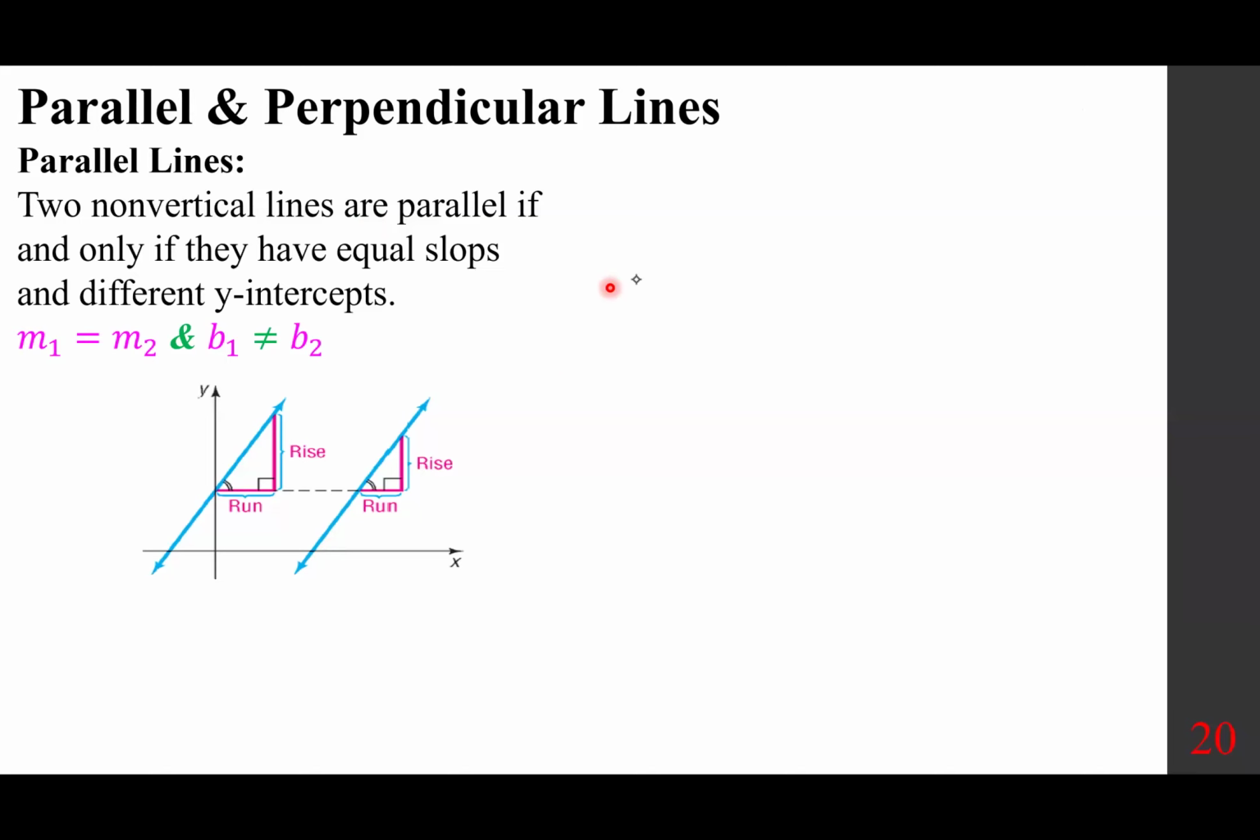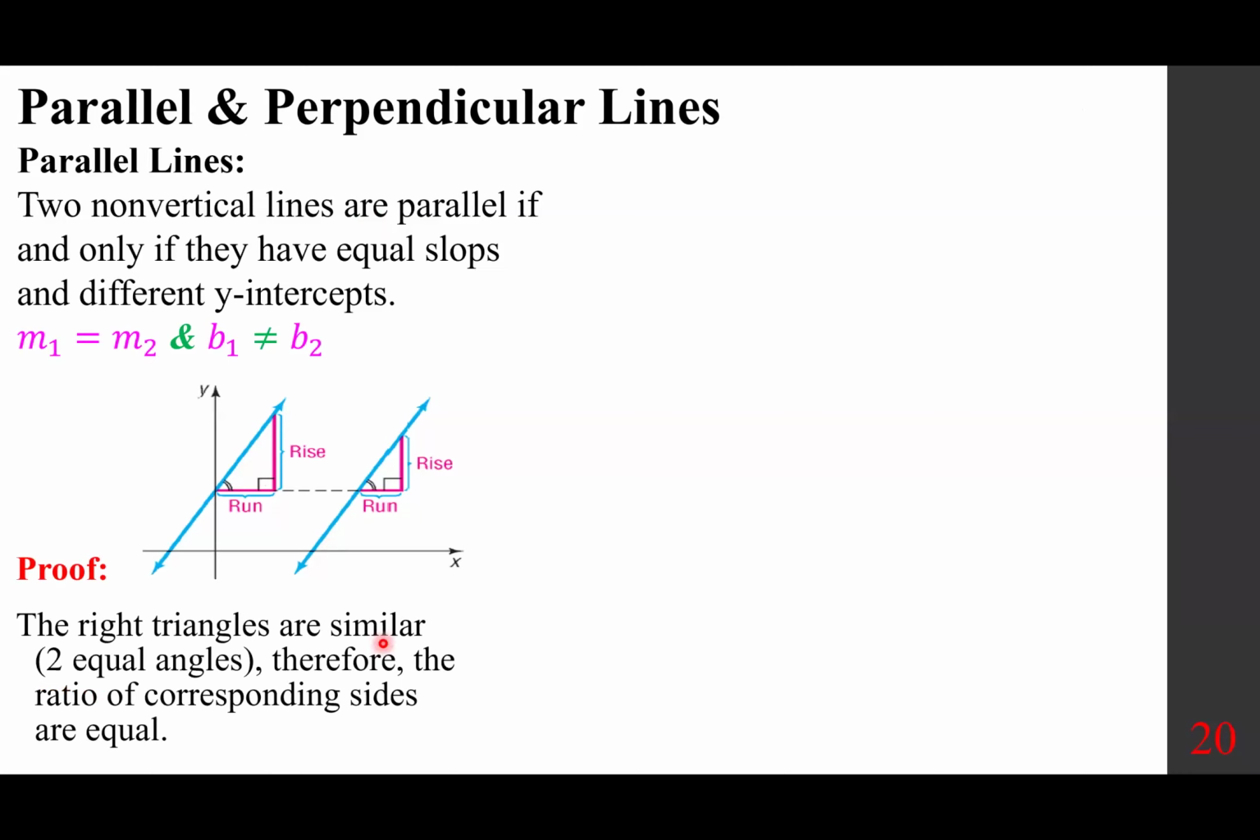If two lines are parallel, the right triangles created are similar because they have two equal angles. This angle is equal to this angle. This is 90 degrees, which makes the third angle equal, by the way, as well. Therefore, the ratios of the corresponding sides are equal. That's the definition of similar figures in general.